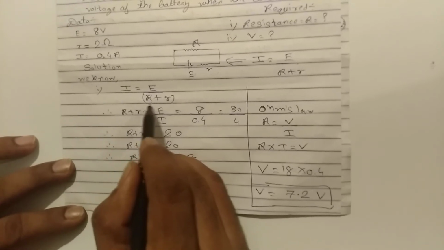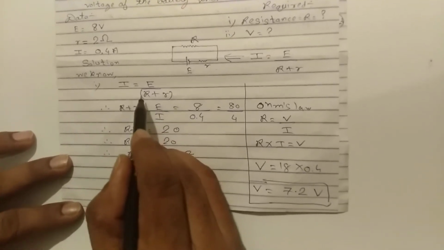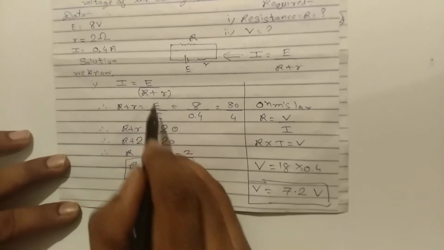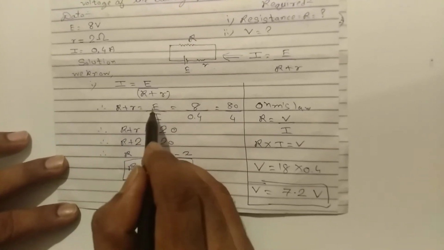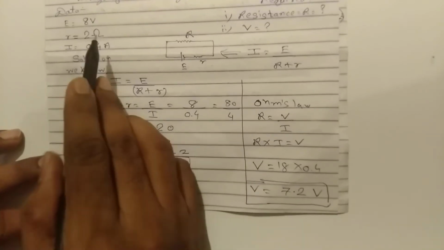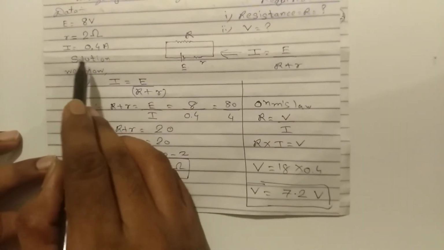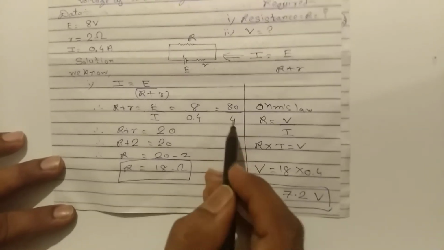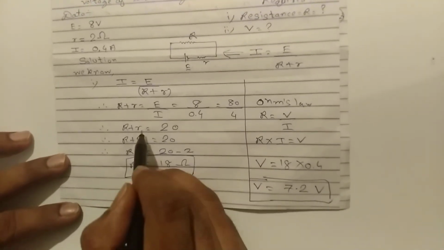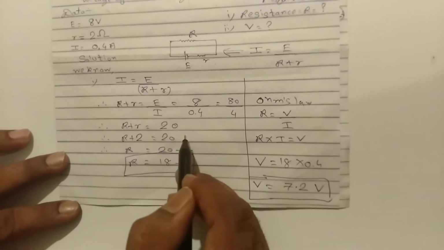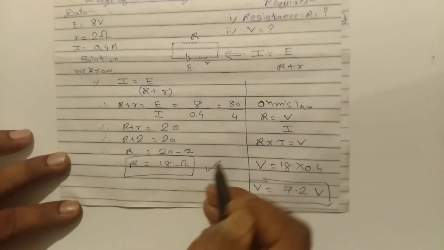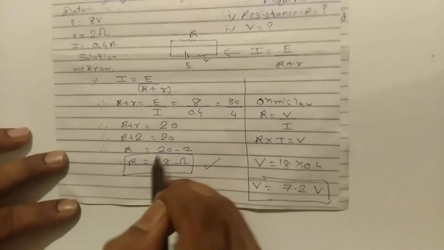Students, I don't know the value of R. We know the value of small r. I will shift the total bracket to the left hand side and I to the right hand side. R plus r equals E upon I. What is the value of E? 8 volt. The value of I is 0.4. If I shift the point towards the right, 80 upon 4, which is 20. The value of small r is 2. If I shift plus 2 over there, it becomes minus 2. 20 minus 2 is 18 ohm. So students, we got the value of R.